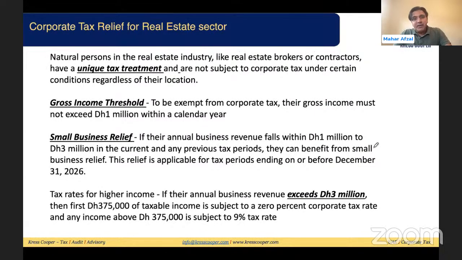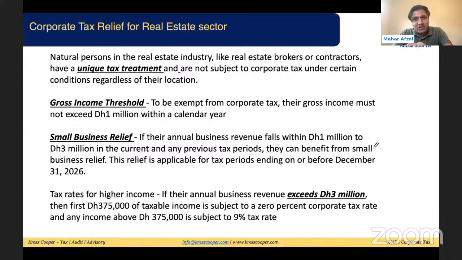Then there is a unique treatment for the natural person if the individual is doing the business. Initially we discussed the various scenarios where the individual is not doing any business. Now, if the individual is doing any business, then there is a unique treatment, because they will be required to have a license to perform those activities.